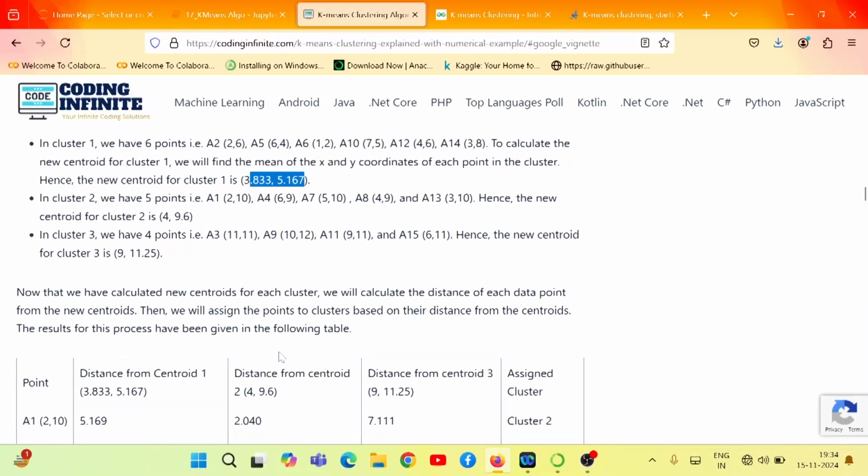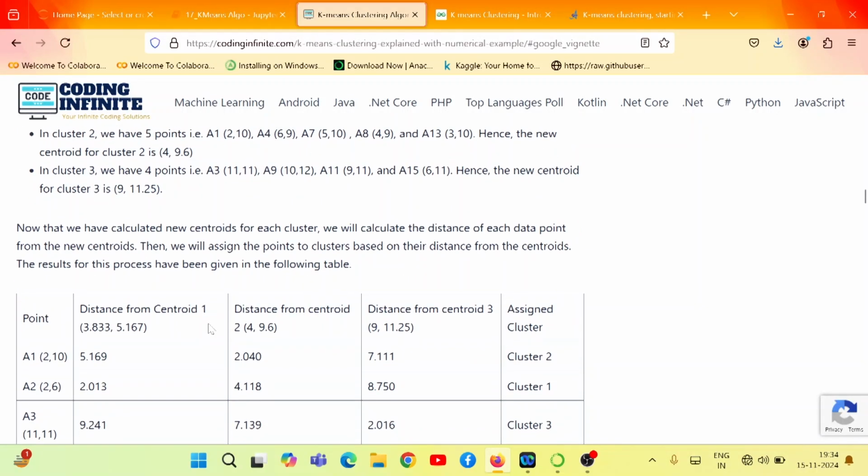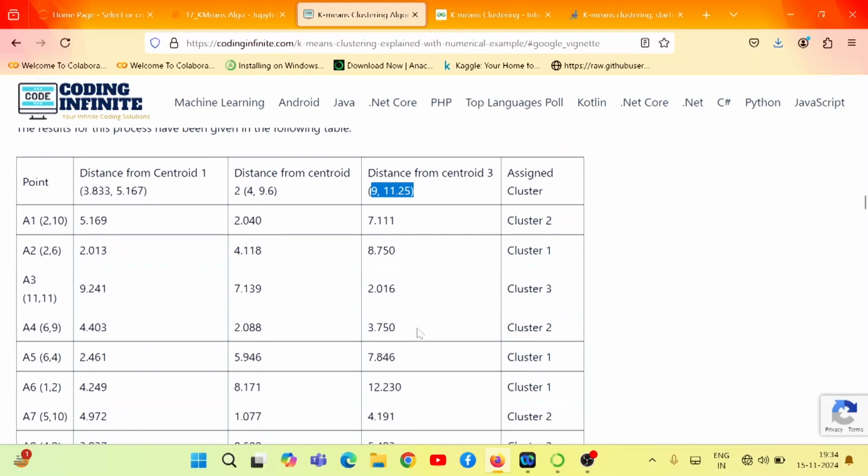Now again, we have to calculate the Euclidean distance from the new updated centroids. So this is my new updated centroid. This is centroid number 1. This is the centroid number 2 coordinate. This is the centroid number 3 coordinate, right? Again, we have to find the Euclidean distance of all the points with respect to these 3 updated centroids. Again, you will see we have calculated the Euclidean distance between point A10 and this point 3.833, 5.167. Again, if you find the Euclidean distance, this would be the value of that. Now, similarly, we have calculated all these values.